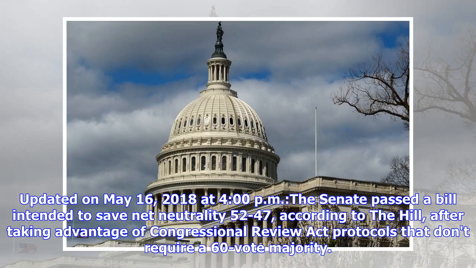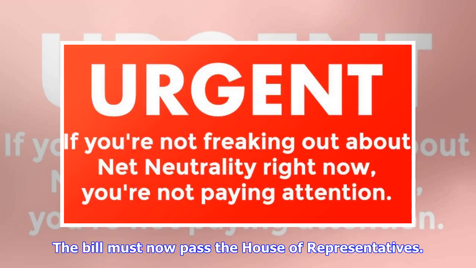Updated on May 16, 2018 at 4 p.m., the Senate passed a bill intended to save net neutrality 52-47, according to The Hill, after taking advantage of Congressional Review Act protocols that don't require a 60-vote majority. The bill must now pass the House of Representatives.